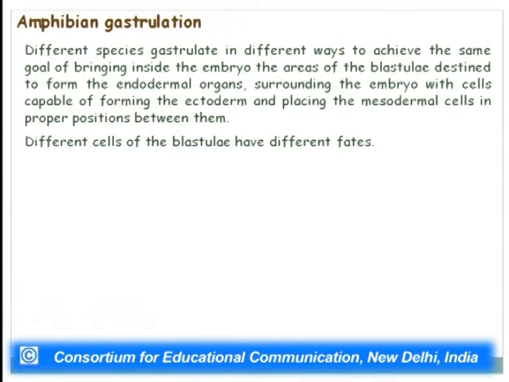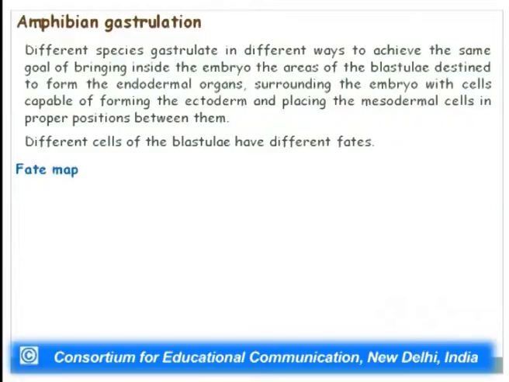Now, the different cells of the blastulae have different fates. So, we are talking about how the blastula is a seemingly random ball of cells. Now, each cell has a different fate. So, before starting with gastrulation, we will have to look at how it happens and what the detailed mechanism is. We have to look at what the fates of these individual cells, or basically the regions, are, where they have to go and whether they have to become the endoderm, the mesoderm, or the ectoderm.